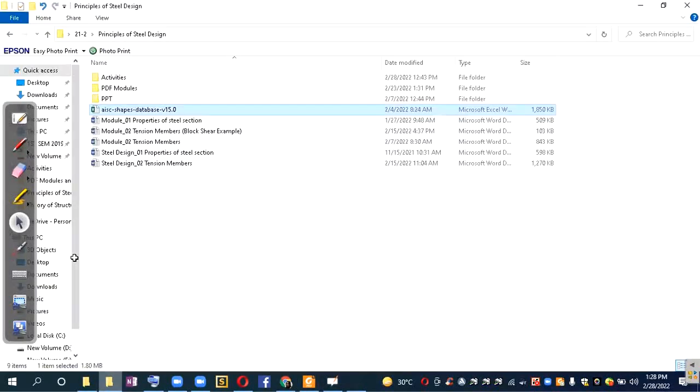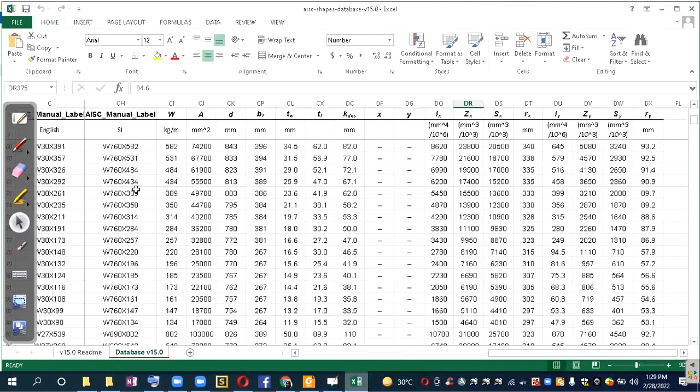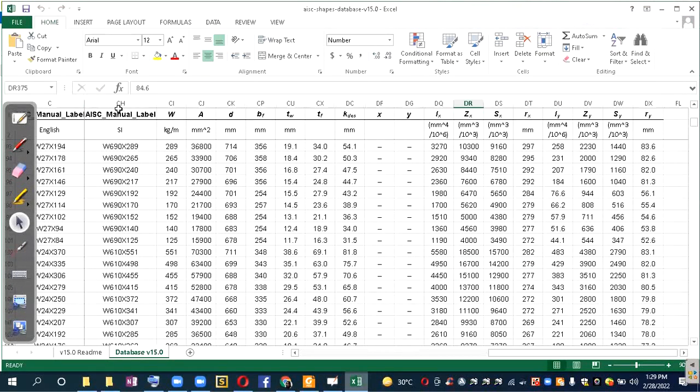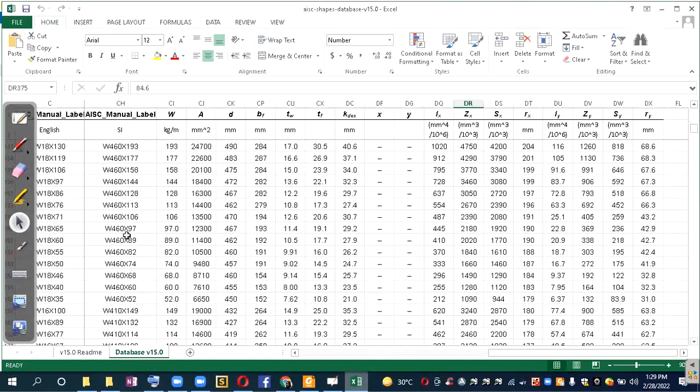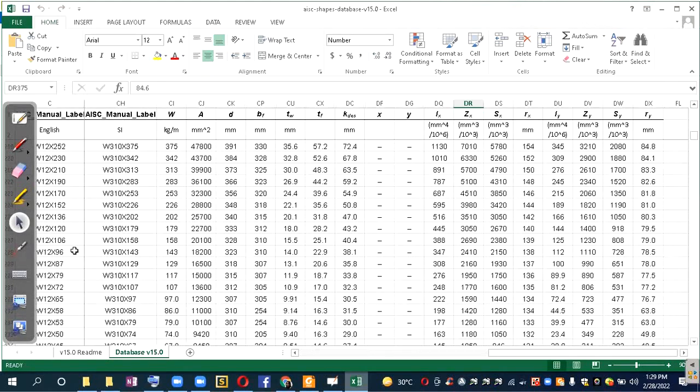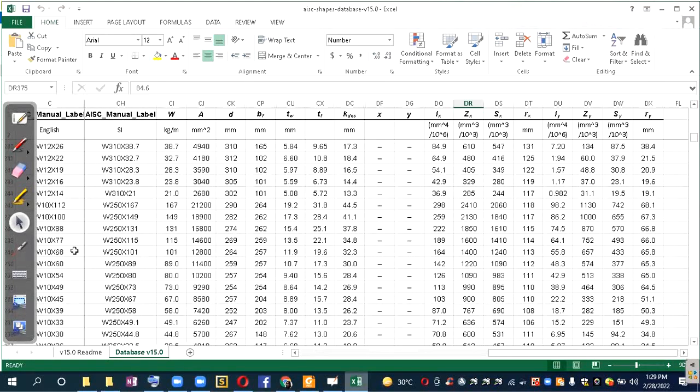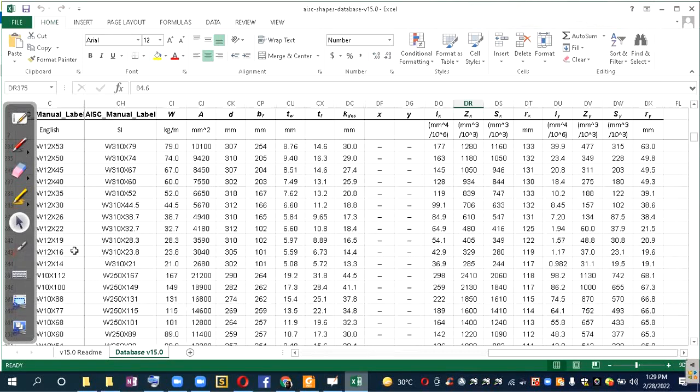Okay? So, ito. W12. Puntahan natin yung W12. Okay, ito yung W12. Mga yan, W12 yan. This is in English. Parehas lang siya dito. Naka-SI lang dito.